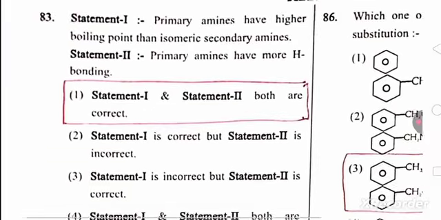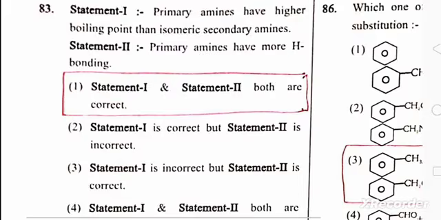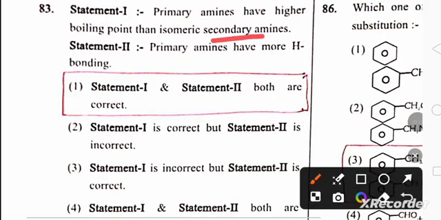In the next question, statement 1: primary amines have higher boiling point than isomeric secondary amines, definitely because primary amines have more hydrogen bonds. Statement 2: primary amines have more hydrogen bonding. Both the statements are correct here.